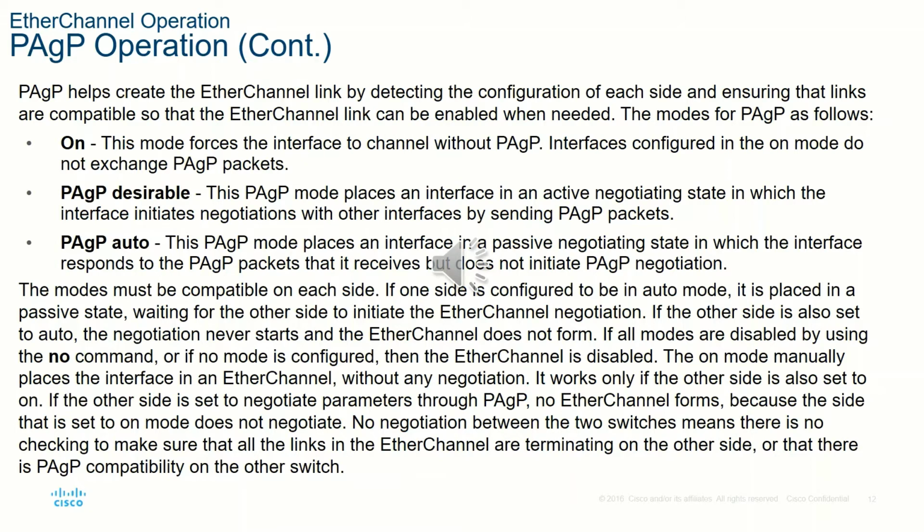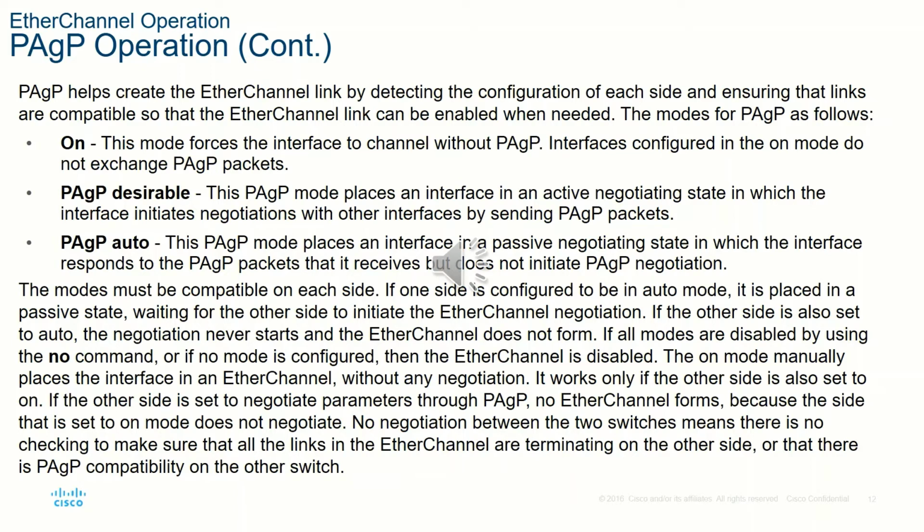The next mode is PAgP desirable mode. This is an automatic mode, or a negotiation mode. This PAgP mode places the interface in an active negotiating state in which the interface initiates the negotiation with other interfaces by sending PAgP packets.